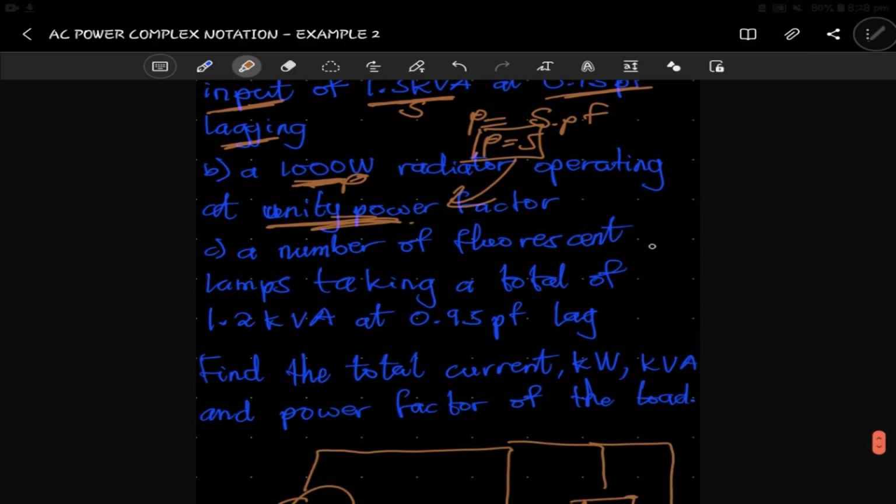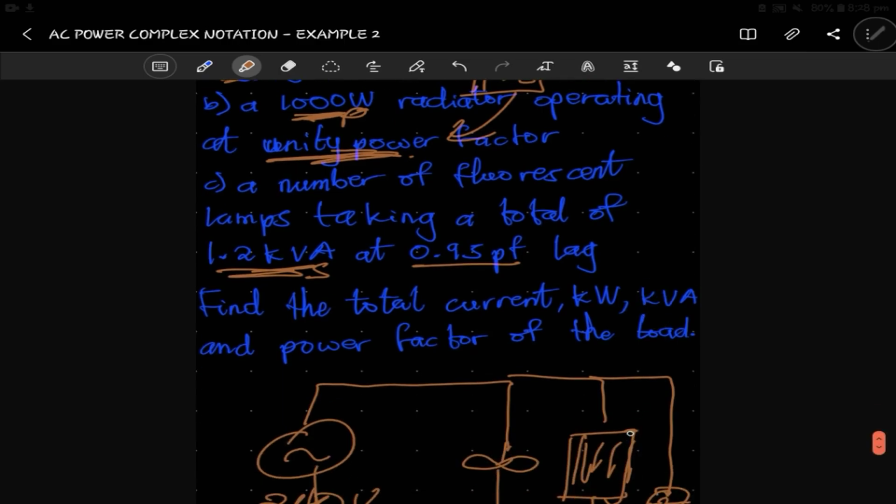And then the number of fluorescent lamps taking, so that's the input. This here is the input, and there's still VA, so that's just power. This power factor is still lagging. So let's look at it very well, so we don't confuse ourselves.